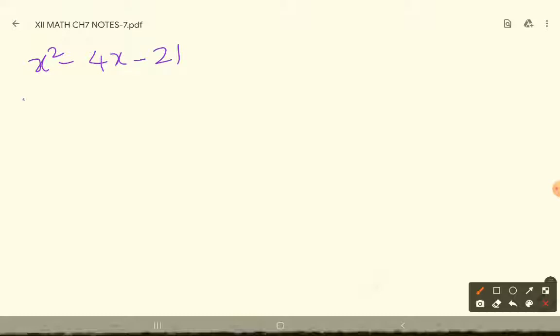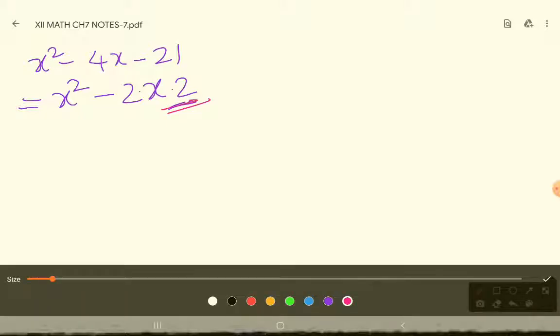First thing is, it should be written in completing square method. To write that, keep the perfect square first. x square is the perfect square. Then the middle term, minus 4x. Write like this: minus 2 into x into 2, because 2 2s are 4x. Then the 2ab term. So this is 2. Write this as plus 2 square and then minus 2 square. Then you get minus 21.